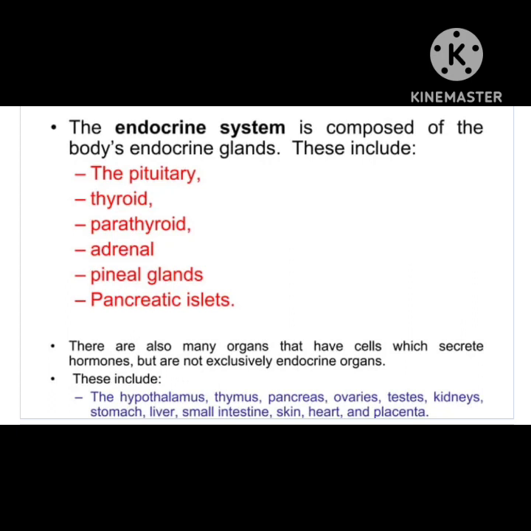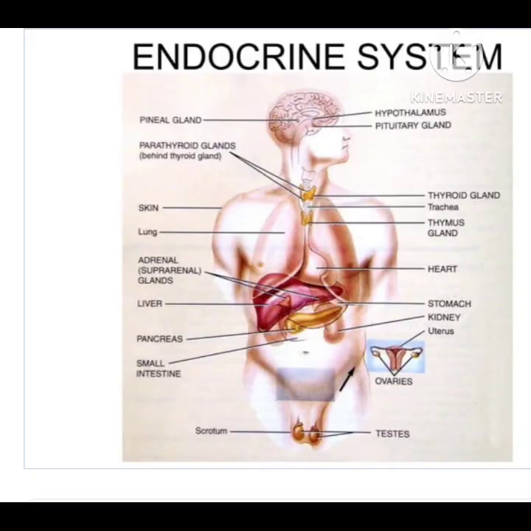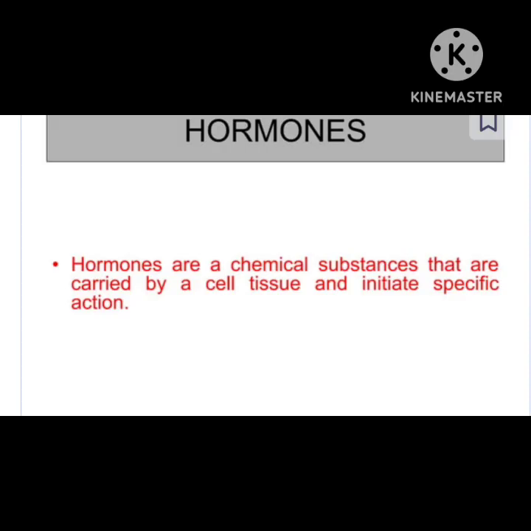One by one we will discuss all these glands. As you can see here in this picture, the endocrine system includes different types of glands, like the hypothalamus, pituitary gland, thyroid, and thymus gland. Here you can see the position of the different types of glands.